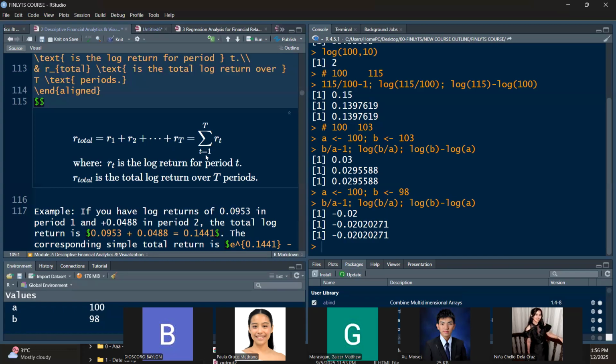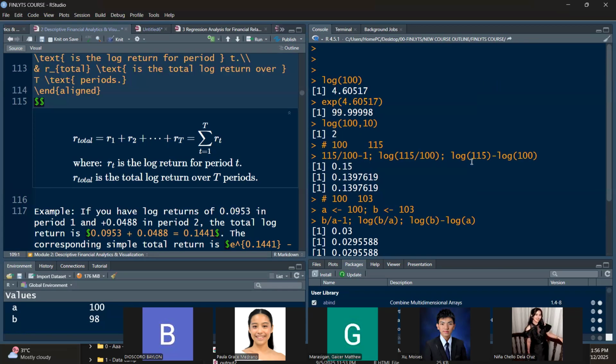And that's equal to, you just sum up the returns, where R sub t is the log return for period t. Okay, R total is the total return for that multi-period. Total log return.